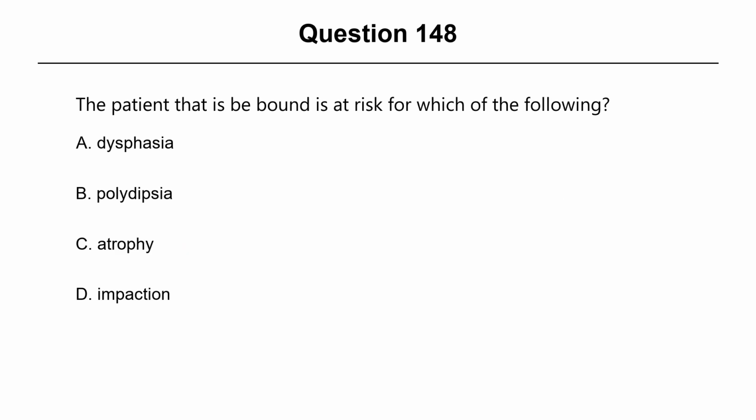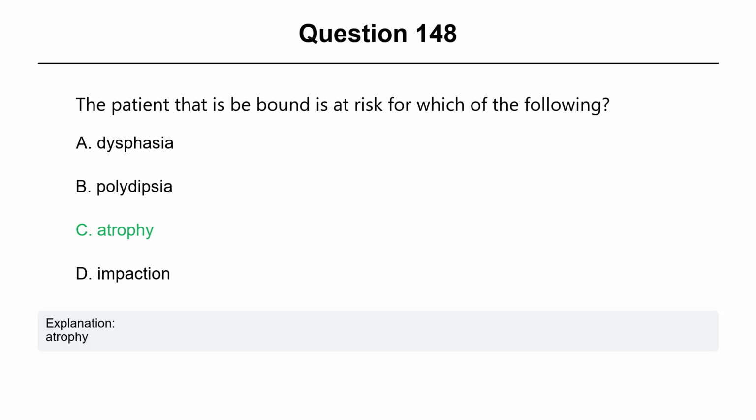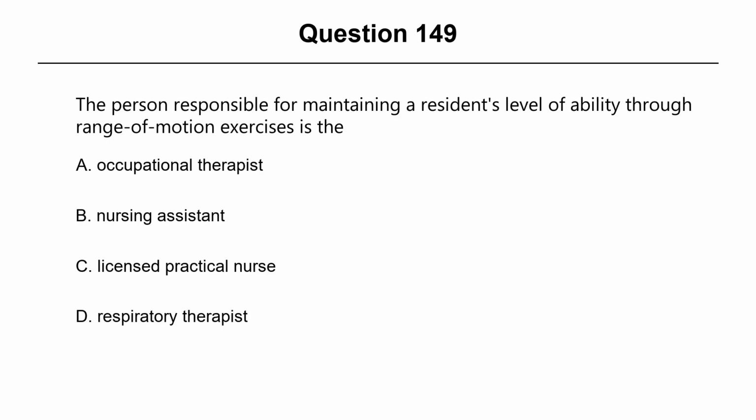Question 148. The patient that is bound is at risk for which of the following? Option A, dysphagia. Option B, polydipsia. Option C, atrophy. Option D, impaction. The correct answer is option C, atrophy.